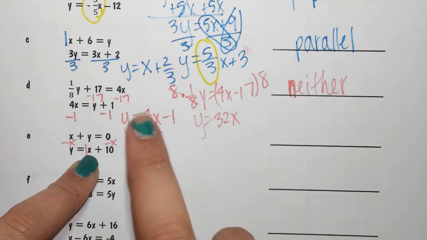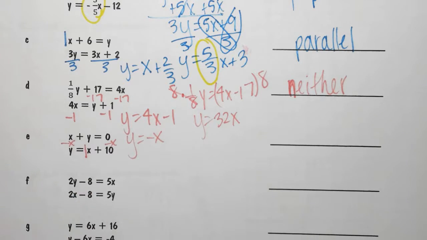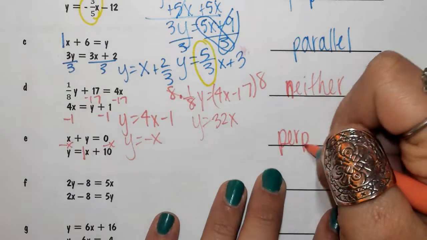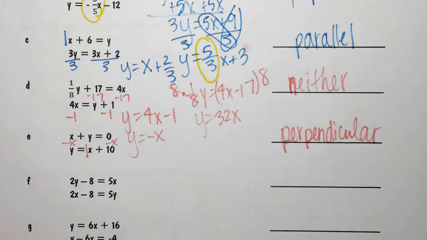This is 1. This is -1. Are those opposites? If I flip them, are they reciprocals? Yes. So it is perpendicular, because if you flip 1, you still get 1, guys. I have all check marks.